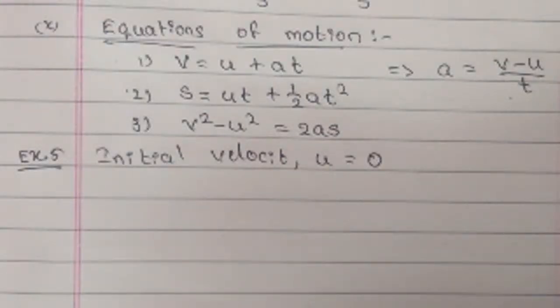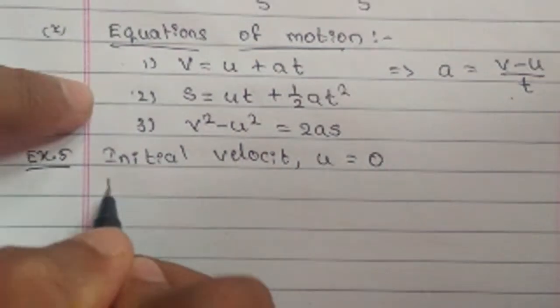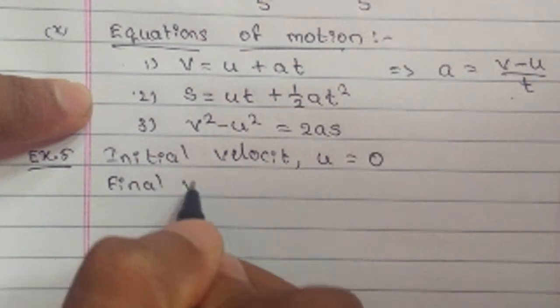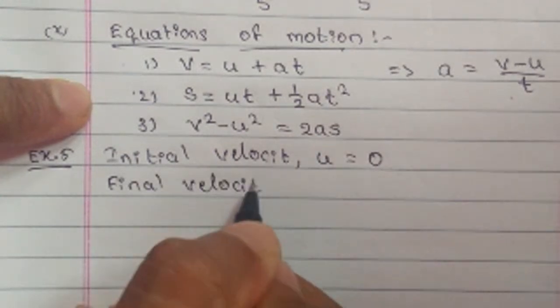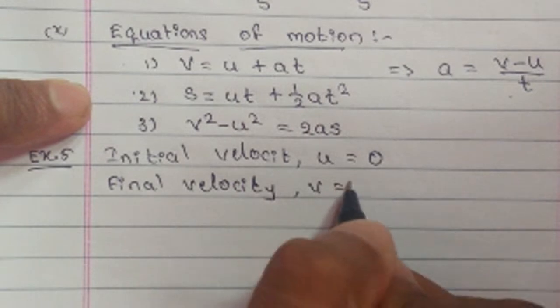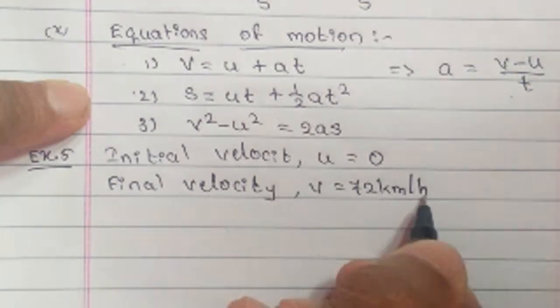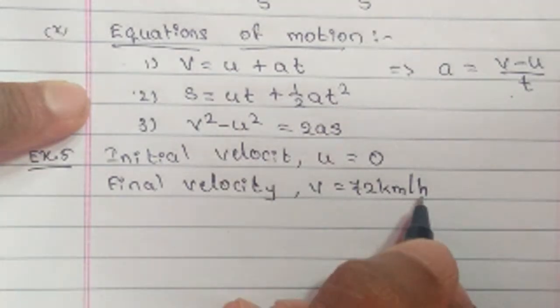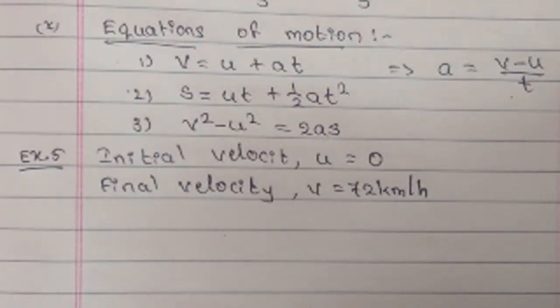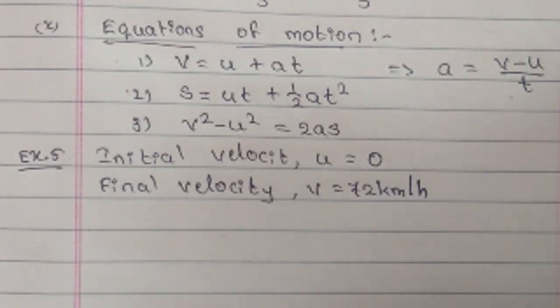The next, it attains a velocity of 72 km per hour. That means the final velocity, v is equal to 72 km/h. All small letters, k is small, m is small, h is small. And here the final velocity is in terms of kilometer per hour, so that is not the SI unit. Therefore we have to convert that kilometer per hour into meter per second.